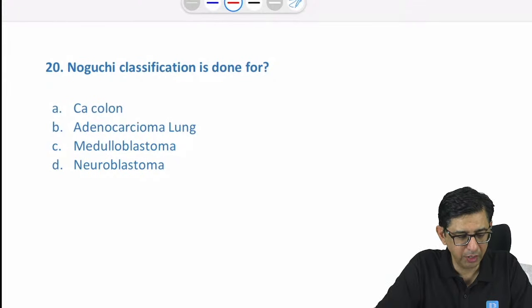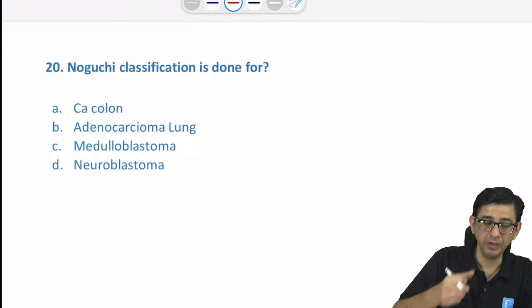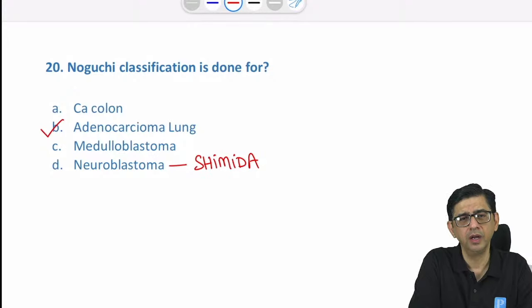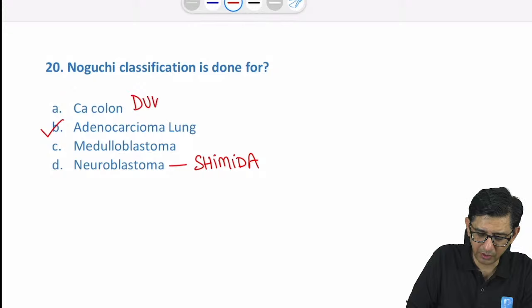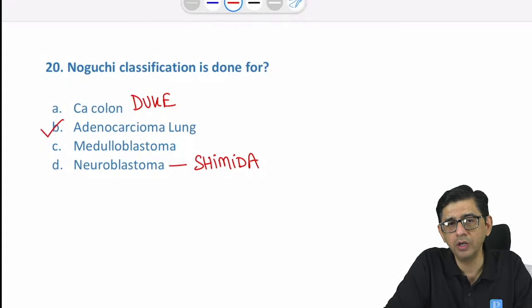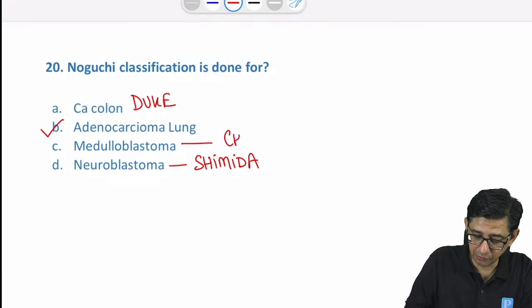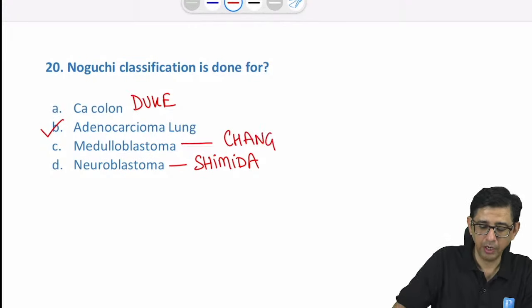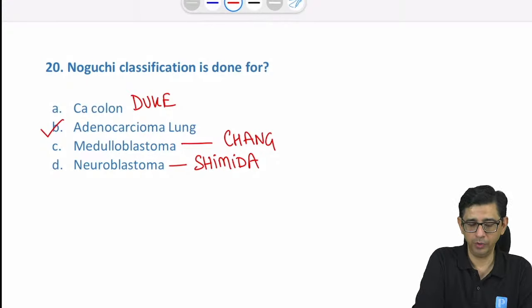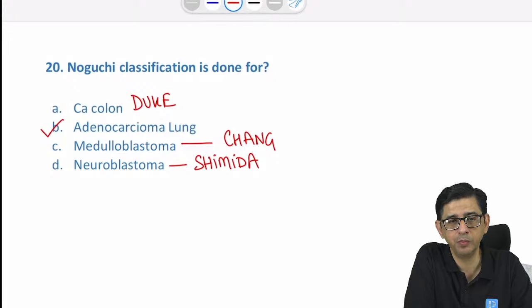Okay guys, Noguchi classification is used for evaluation of adenocarcinoma of the lung, and for neuroblastoma the classification that we use is Shimada. So there are two Japanese classifications that we read, and I just thought I'll quickly mention that, just to take off the pressure. Like we use Dukes for carcinoma colon, we use Noguchi for adenocarcinoma, we use Chang classification for medulloblastoma. Good, I mentioned that. And for neuroblastoma it is Shimada. These are a couple of other classifications one should be aware of.